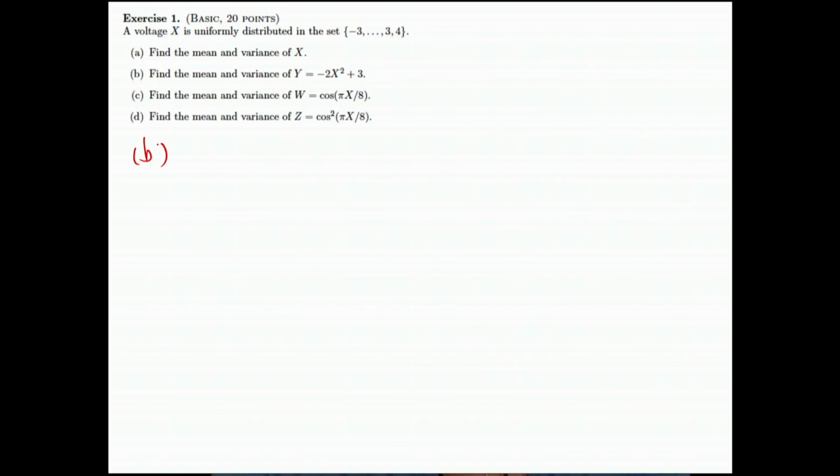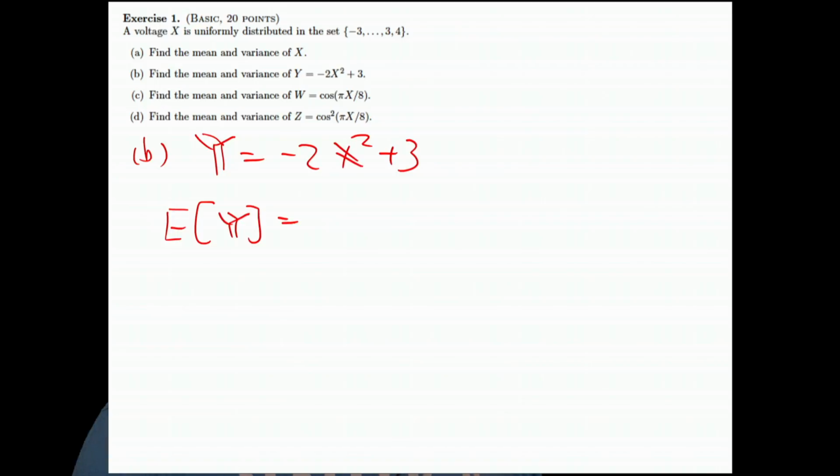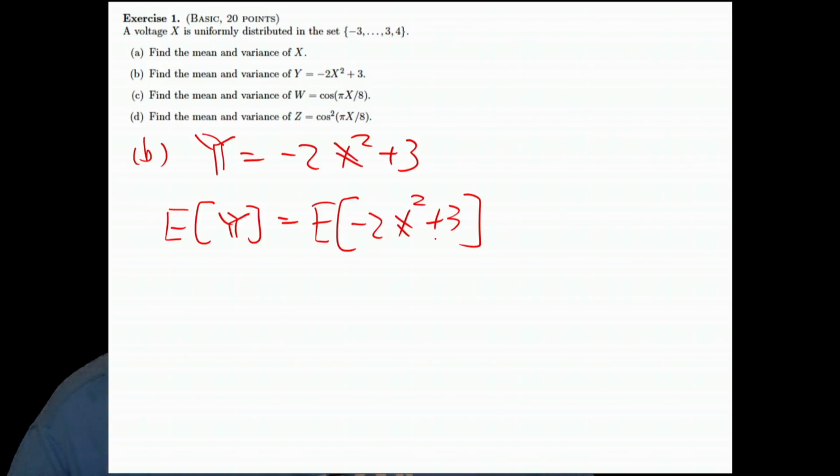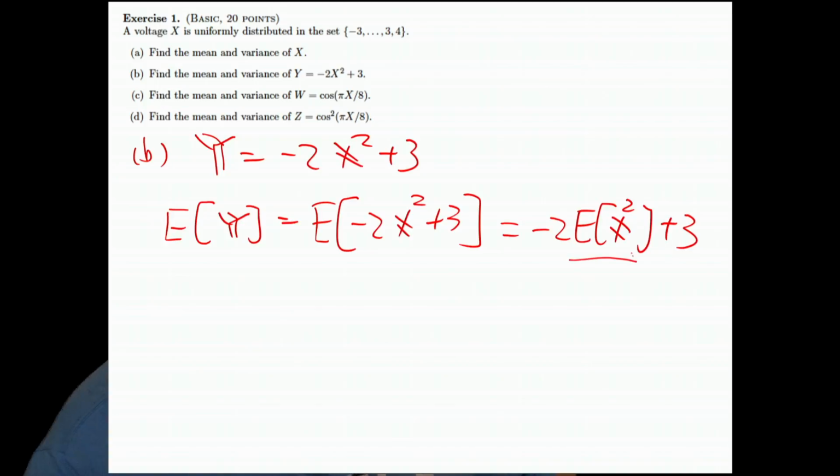Now part B. If I have y equals -2x squared plus 3, it's a function of a random variable. We want to find the expectation of y. There are two ways to calculate. First, use the basic definition. The expectation of y is the summation of all the possible outcomes of y times the PMF of y. The other one we can find is, since y equals -2x squared plus 3, so we plug in, and this is just -2 expectation x squared plus 3. We found this answer from part A, so it's easier to calculate, which is -8.